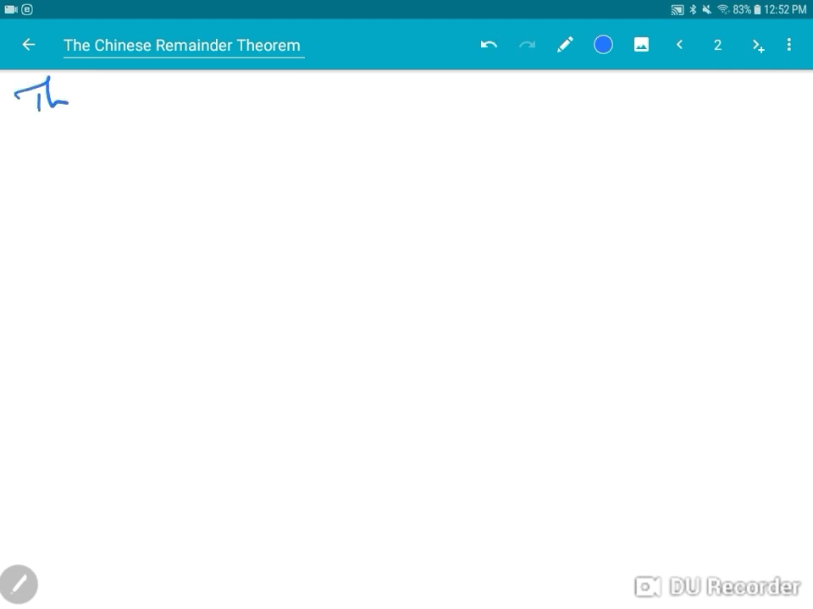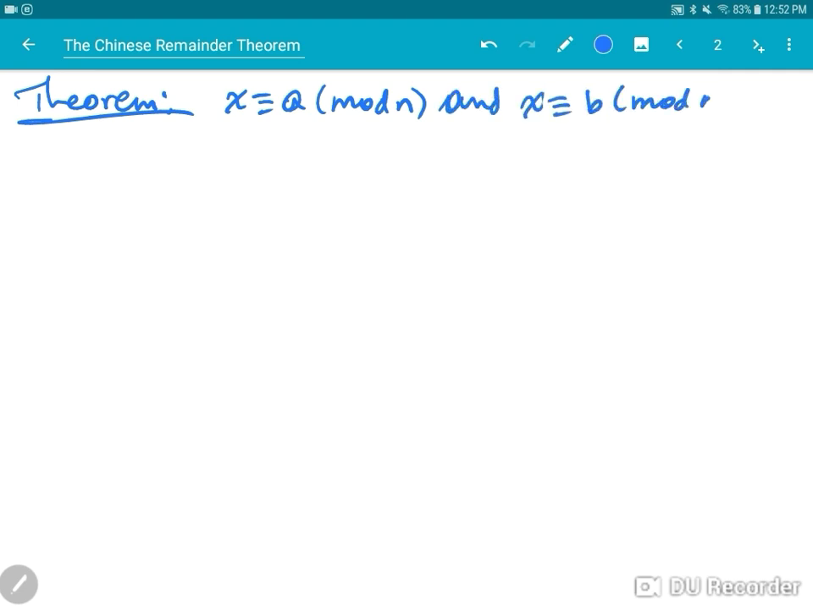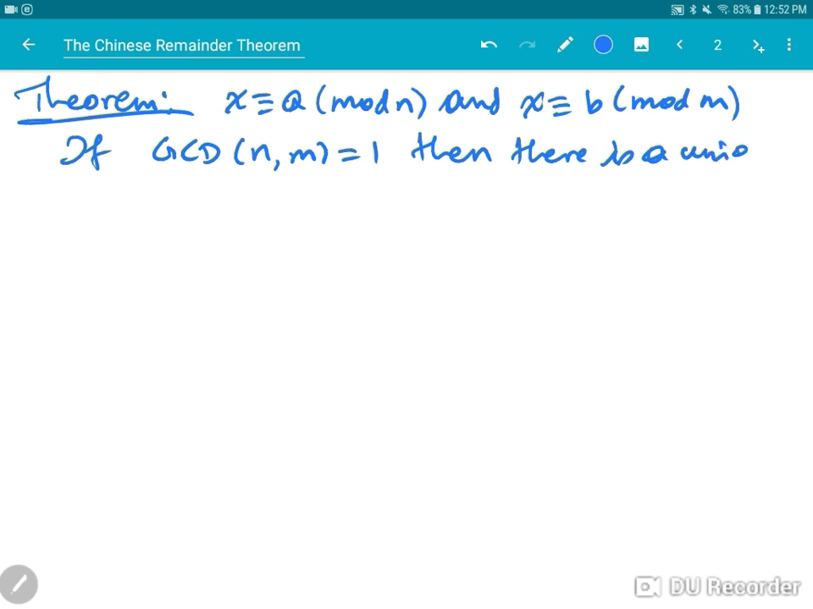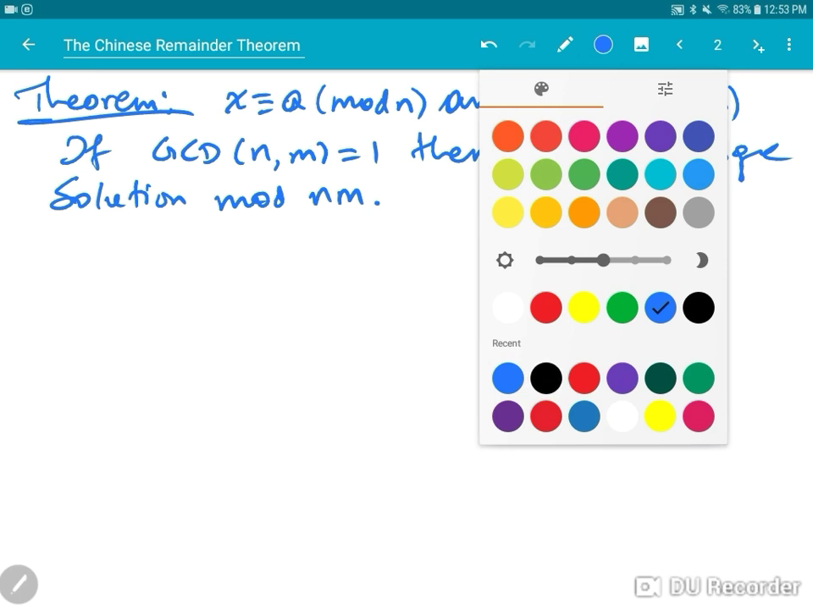So the theorem says, if x is congruent to A mod n, and x is congruent to B mod m, and if the GCD of n and m is 1, then there is a unique solution mod n times m. The system has a unique solution, mod n times m.